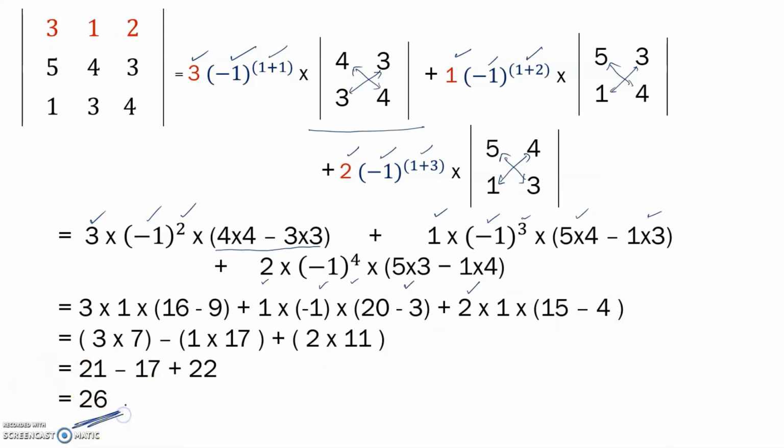26. So please note, determinants can only be found for a square matrix, which means the matrix should have an equal number of rows and columns.